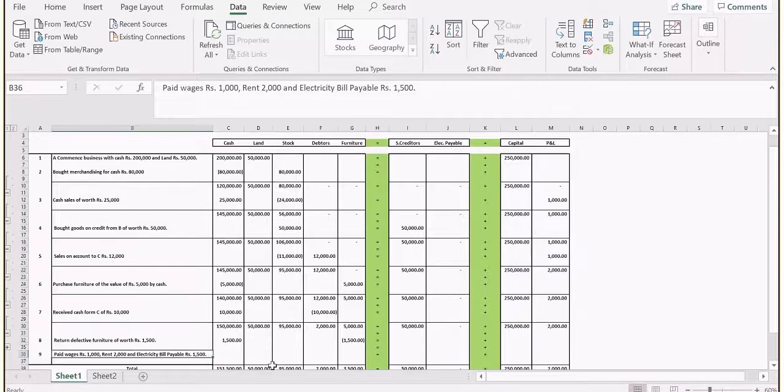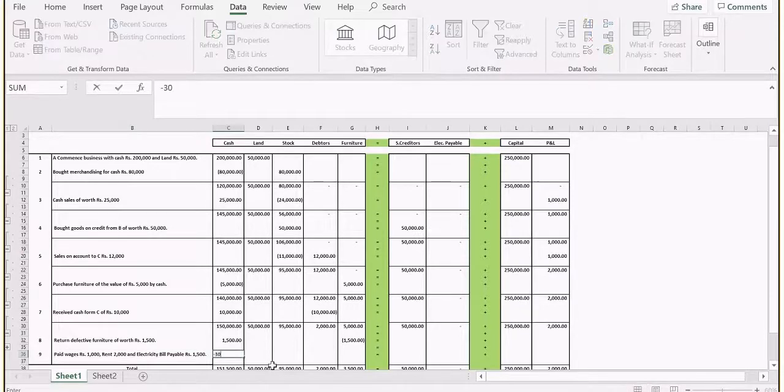You can see all these things are P&L items because these are expenditures which are reducing my profitability. The first two items, wages and rent, are paid in cash, which means 1,000 plus 2,000, 3,000 is going out of the business. Okay, and the third one is electricity bill payable. We are not paying anything upfront, rather we are creating a liability, which means on the right hand side a liability is getting created, 1,500.